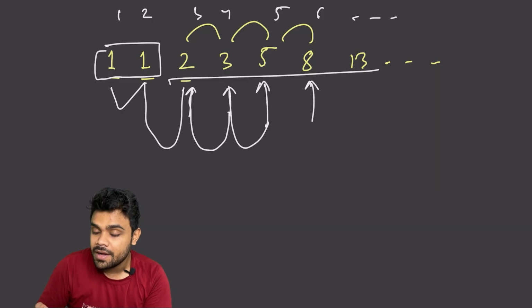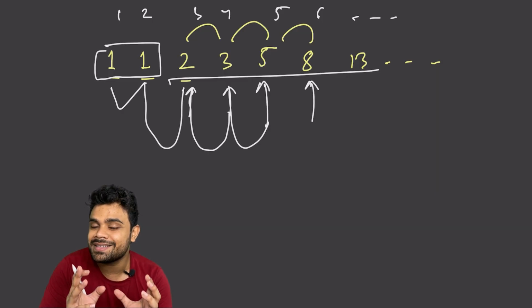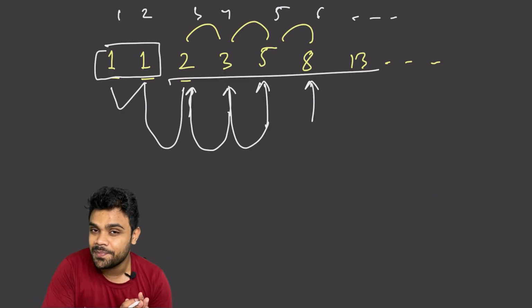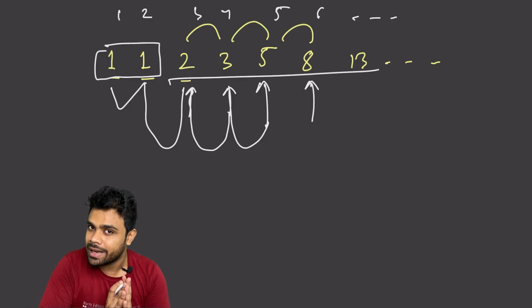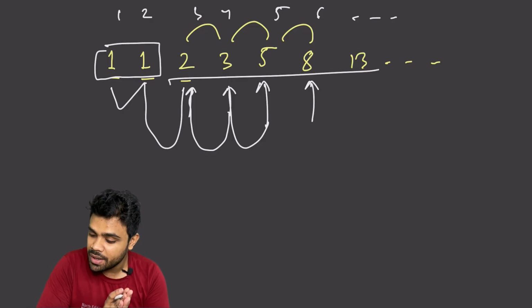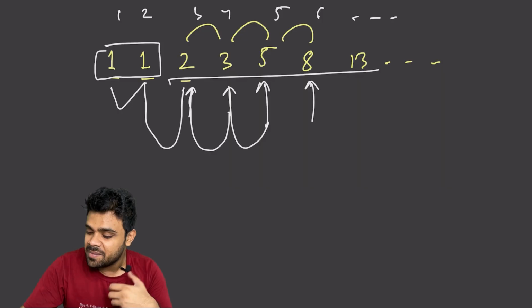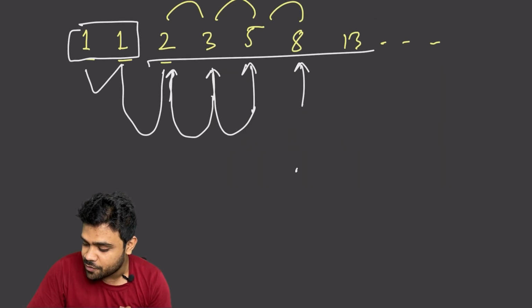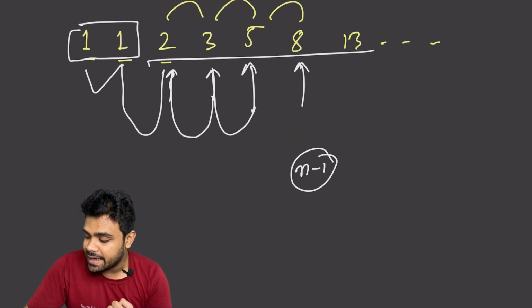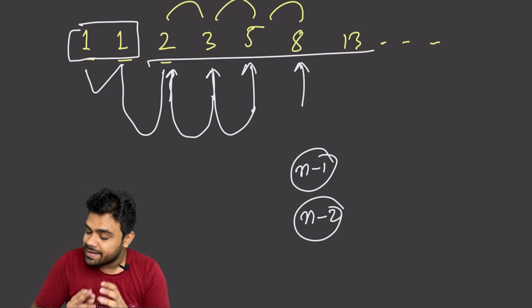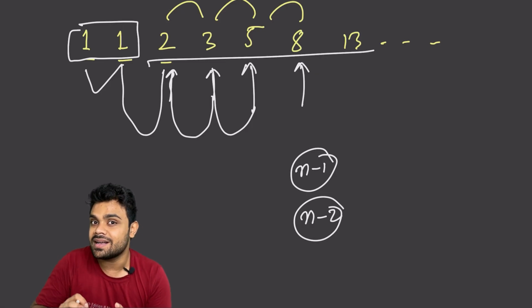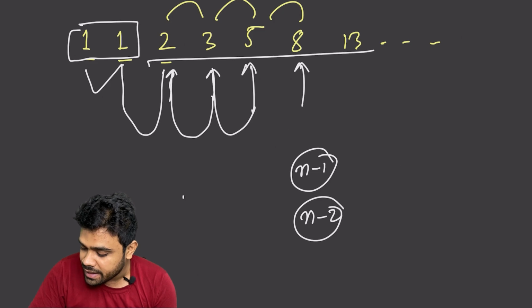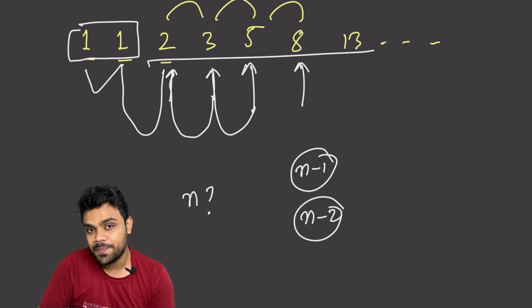Here the question is: if I know the answer for the n minus 1th term and I know the answer for the n minus 2th term, then I will be able to calculate my own answer. If somebody is so kind that he gives me the answer for the n minus 1th term and the n minus 2th term, then it becomes so easy for me to calculate the answer for the nth term. What do I need to find? I need to find the answer for the nth term.